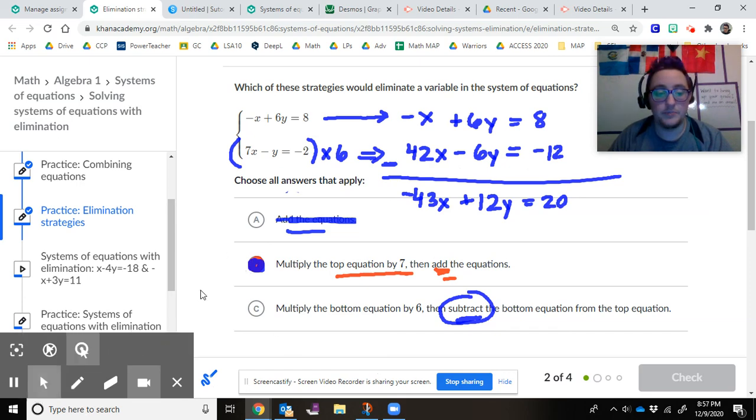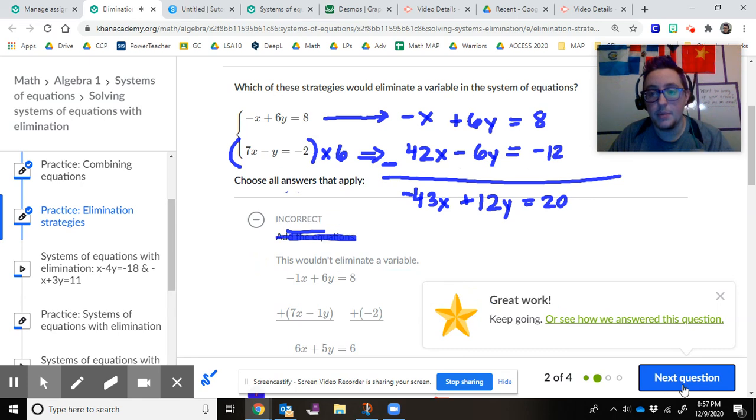So you just click it and hit check. Ba-ding! All right, good luck on this one, guys. You're going to kill it.